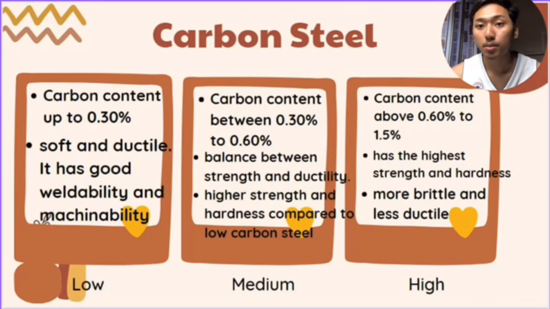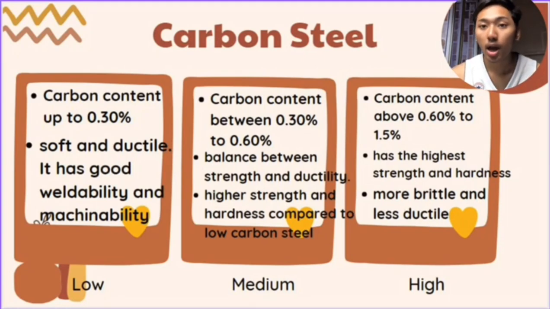Second one, for the medium carbon steel, the carbon content is between 0.30% to 0.60%, and the characteristic is balance between strength and ductility. It is higher in strength in terms of hardness compared to low carbon steel.